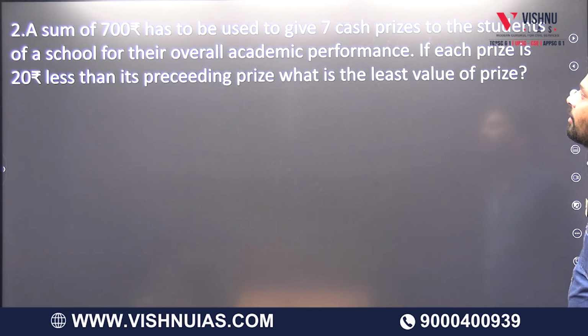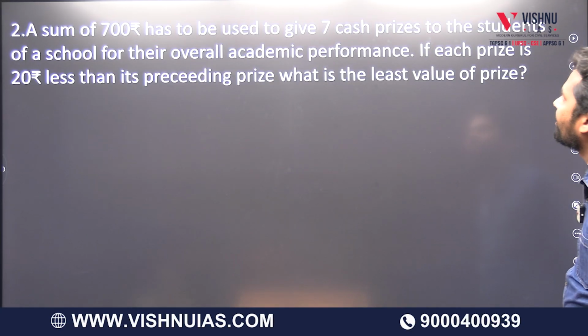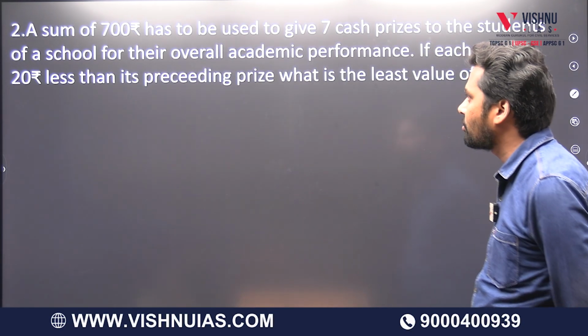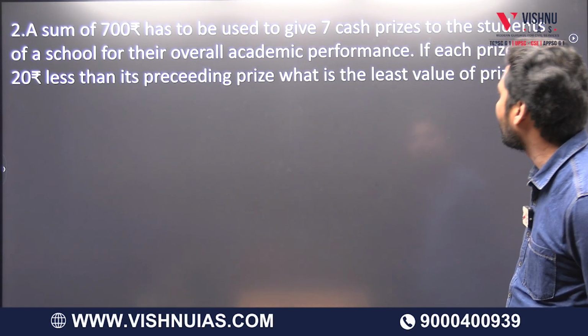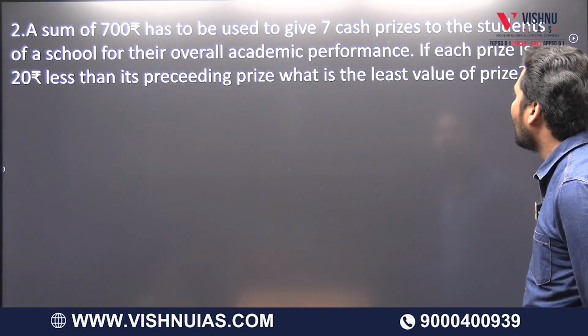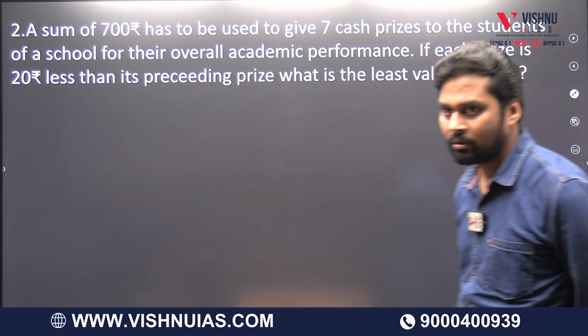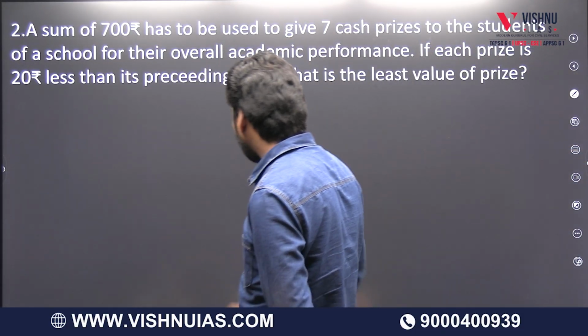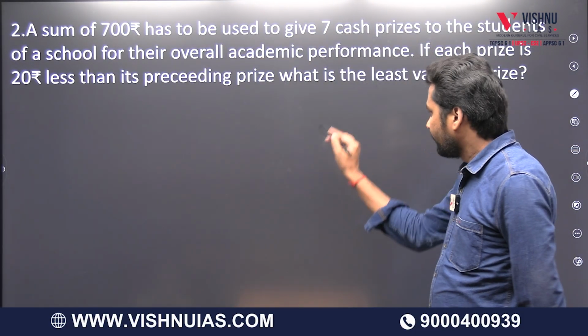A sum of 700 rupees has to be used to give 7 cash prizes to the students of a school for their overall academic performance. If each prize is 20 rupees less than its preceding prize, what is the least value of the prize? Okay, so first we need to understand the problem.